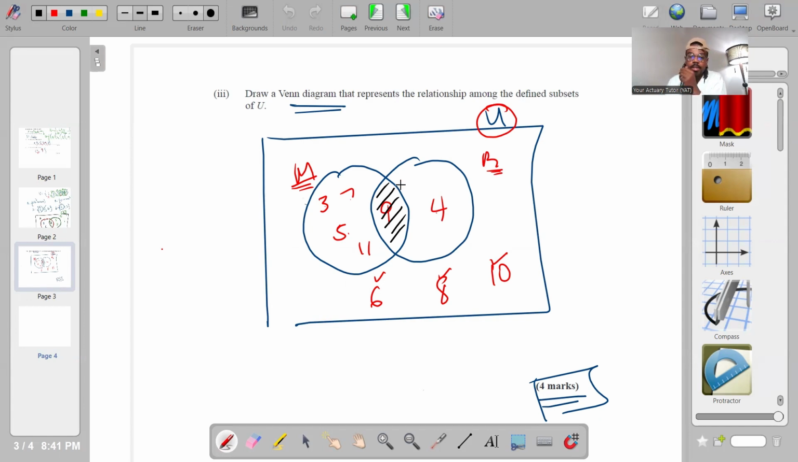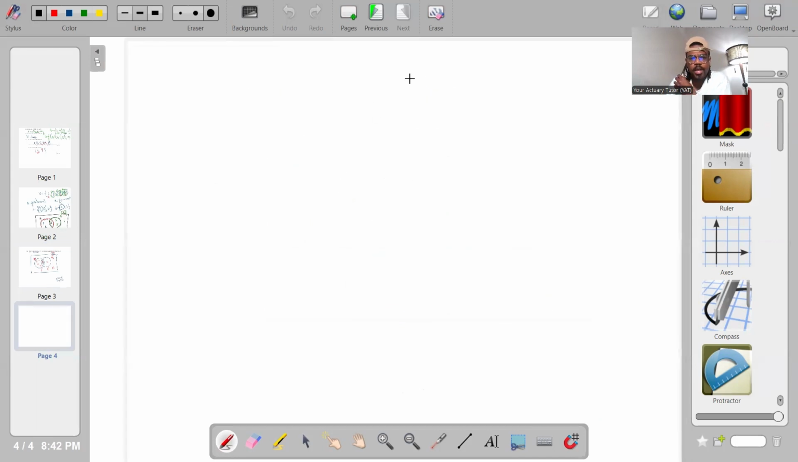Anyways, now we have to understand how to draw the Venn diagram. We understood that there was an element 9 that was shared in both of the sets. You could find it in both of the sets, right? So the first thing to understand is what's called intersection.